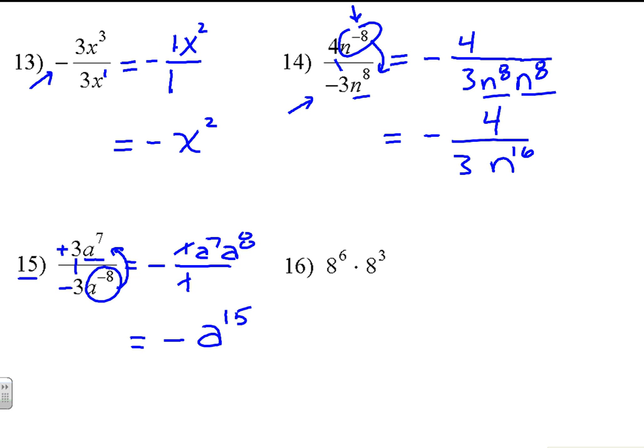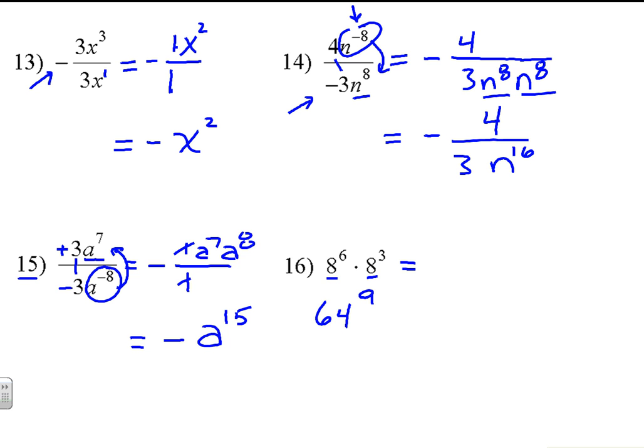And 16, compared to what we've been doing, looks pretty simple. But here is the biggest common mistake working with exponents. I'll get somebody say this. Well, 8 times 8, 64. 6 and 3, 9. Do you see what's wrong there?